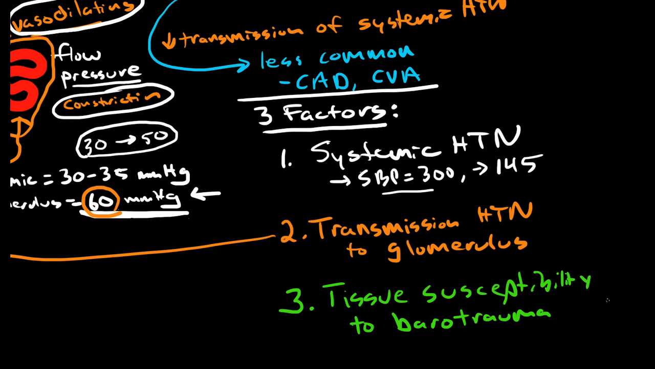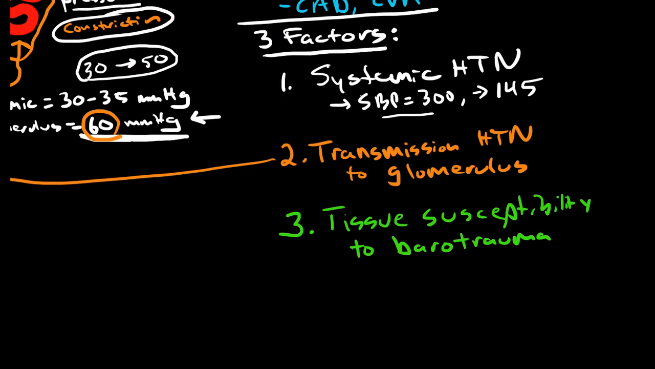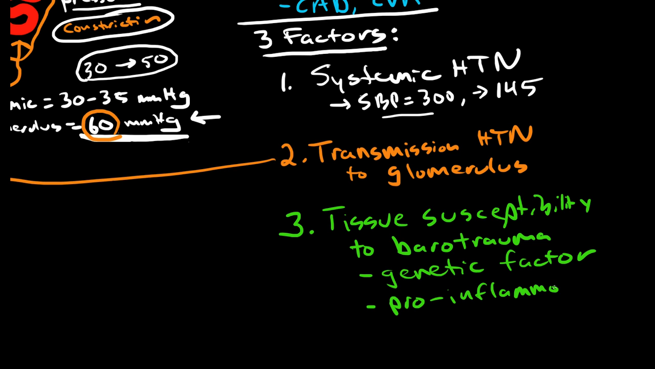Now, what determines that? Well, there are going to be genetic inherited factors, and there are factors related to sort of the pro-inflammatory condition of the body. The more inflammation we have, the more likely we are to have damage to the glomerulus, and you'll understand this when I talk about how important inflammation is to this process of the development of hypertensive nephropathy. And then, of course, other diseases.